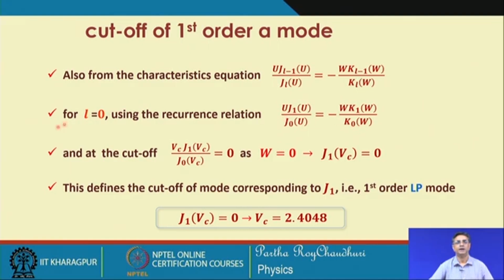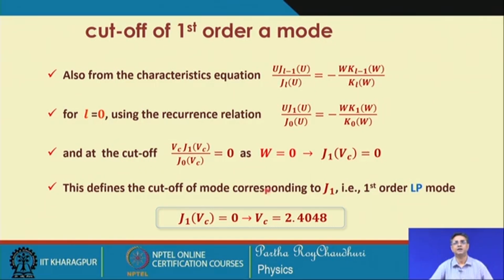Now, look at this equation at the cutoff, because w equal to 0. So, w equal to 0 will make the right hand side equal to 0, and because j 0 of u cannot be 0, u j 1 of u must be equal to 0. So, that tells you when w equal to 0, j 1 of u, that is now u equal to V c, is equal to 0. So, it actually defines the 0 of the Bessel function j 1. So, at this point the value of V c for which the Bessel function j 1 will have a 0 will define the cutoff property.